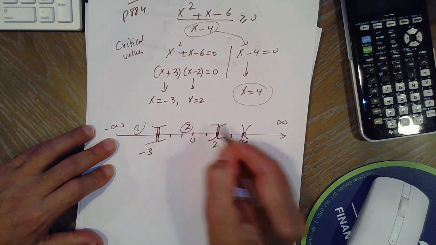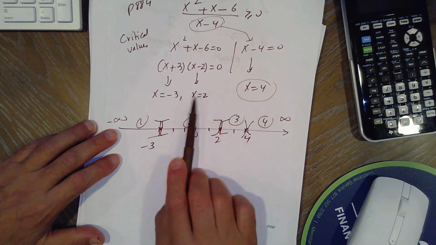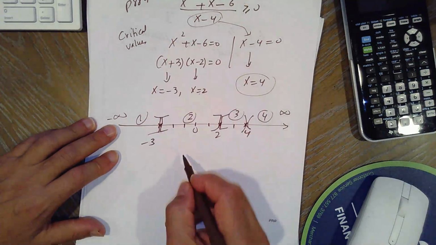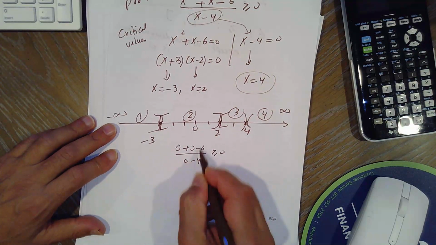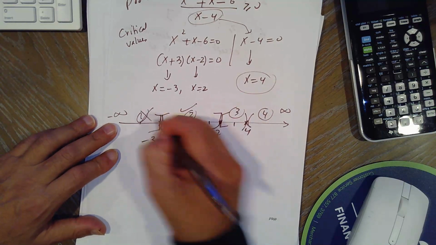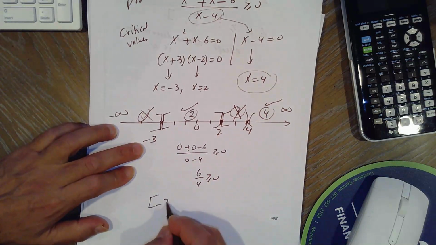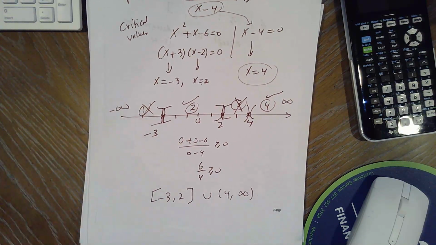1, 2, 3, 4, and they will alternate because each one of these shows up an odd number of times. I'm going to pick 0 and plug it in there. 0 plus 0 minus 6 over 0 minus 4. 6 over 4 is greater than or equal to 0. This is true, false, false, true. So negative 3 to 2, union 4 to infinity is the solution set.